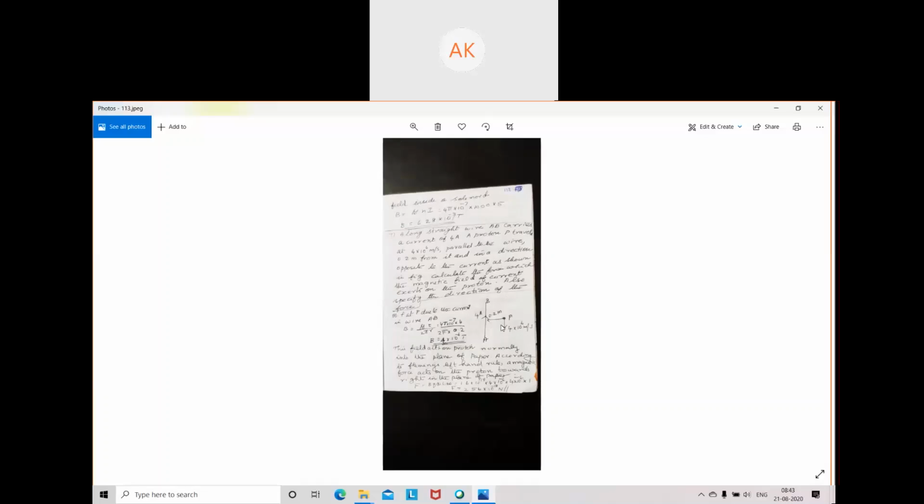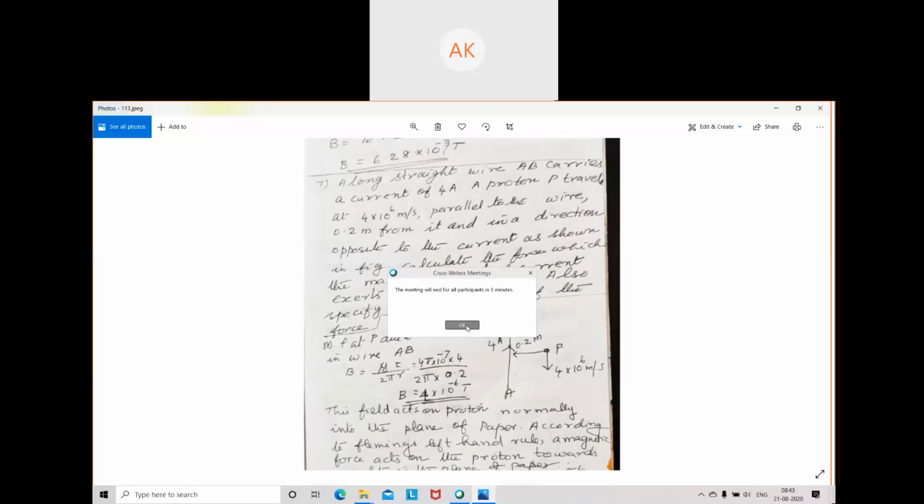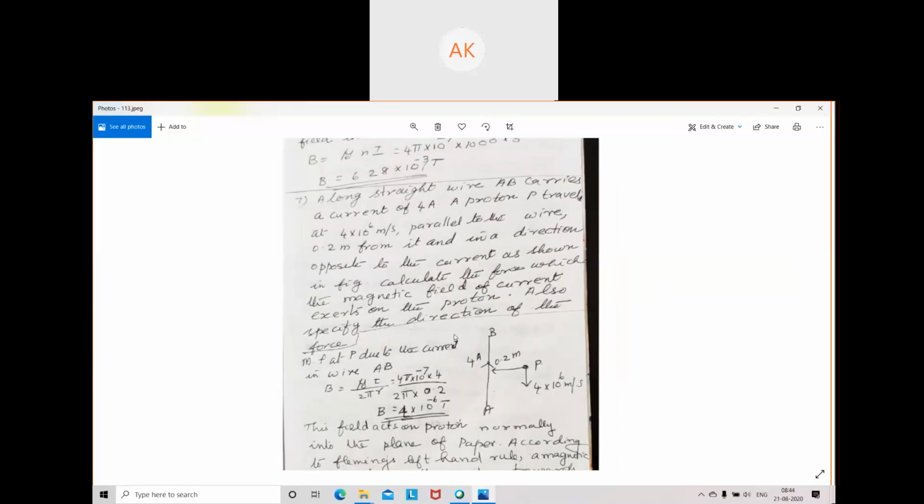Okay, this one. Five minutes more is there. All the formulas you have to study. Then only we can do problems. This is 7. Okay, no problem.